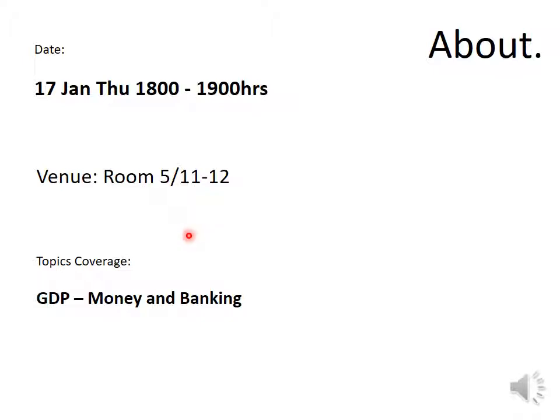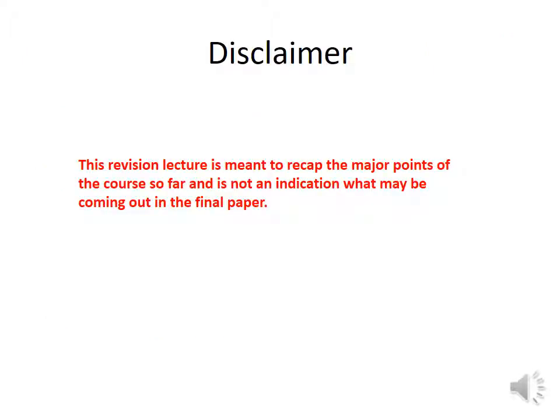Topic coverage is the same as the main midterm test paper, GDP to money and banking. This revision is a brief one to help you capture the main gist of handling the midterm test paper. It's not meant to cover everything, so you're still required to go and read up some of the theories and the text to better put everything together.